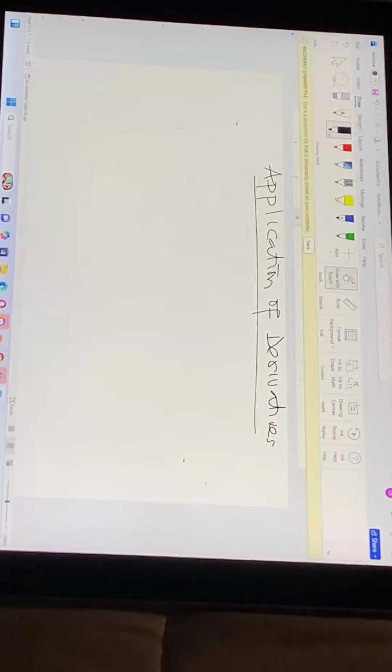Our intention here is to treat most of the exam-like questions on application of differentiation. So we have to know when to apply differentiation. Not only that, we have to also solve some questions on differentiation.